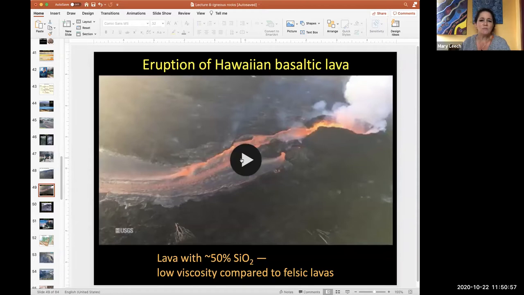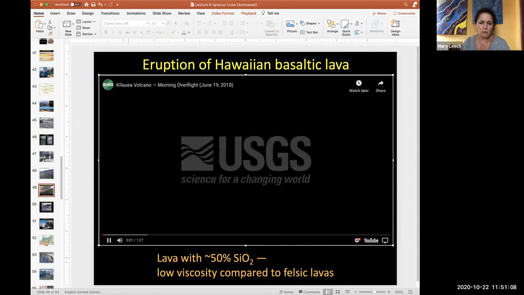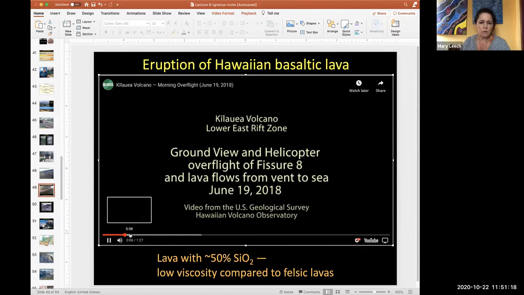Okay, I've got some movies for you. This is a basaltic eruption. Hopefully. Go. Okay, I won't touch anything. Okay, it's just a minute.